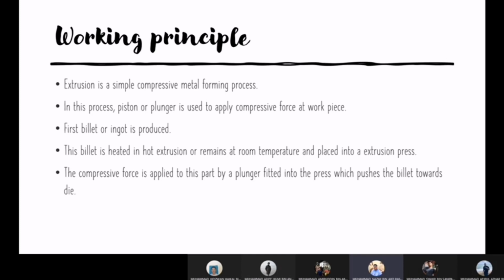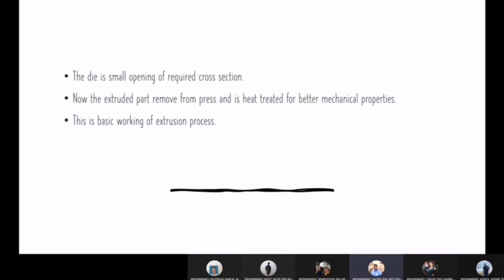The upper portion of cylinder is fed with die. Now, a compressive force is applied to this part by a plunger feed into the press, which push the billets towards die. The die is small opening of required cross-section. This high compressive force allows the work metal to flow through die and convert into desired shape. Now, the extruded part removed from press and is heat treated for better mechanical properties. This is basic working of extrusion process.